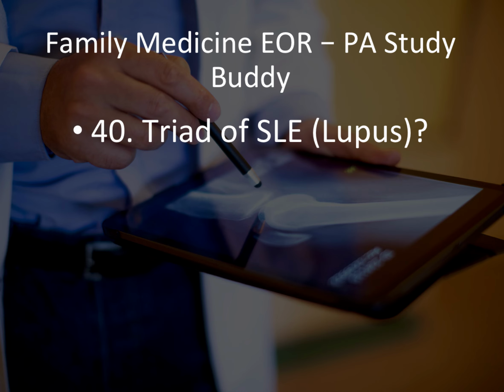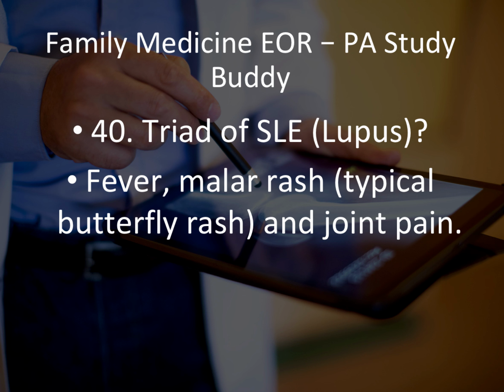Triad of lupus. That would be fever, a malar rash, typical butterfly rash, and joint pain. So somebody comes in with fever, they got a butterfly rash on their face, and they also say they got all different joint pains. You should be thinking of lupus. So in the stem, they may list one or two. If they're nice, they'll list all three, and they'll ask you which of the following conditions is the most likely cause. And if you see fever, rash, joint pain, think lupus.